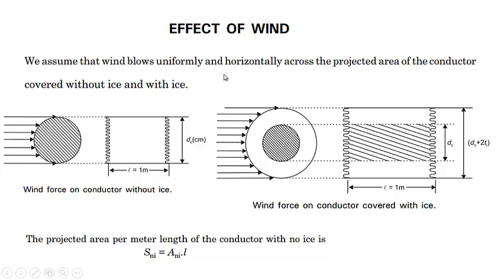So, effect of the wind. In this case, we always assume that the wind blows uniformly and horizontally across the projected area of the conductor, covered without ice or with ice. This is the wind force that we are assuming uniform and horizontally on the conductor without ice, and we are assuming that this is the side view of the conductor, where we assume that this wind is blowing inside of the page from my face towards this conductor or towards the page.